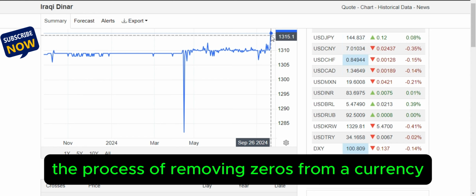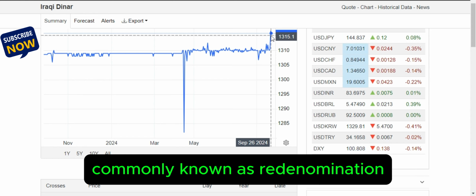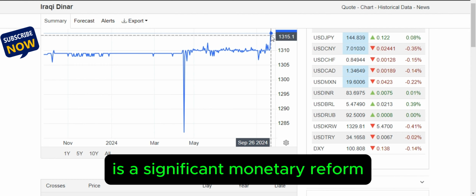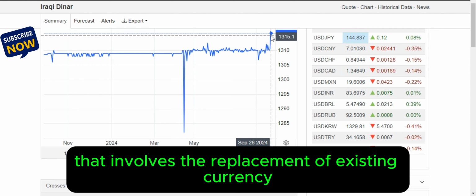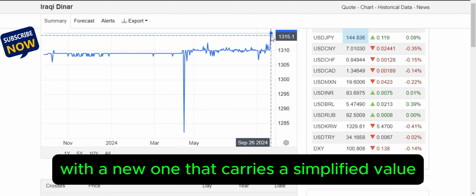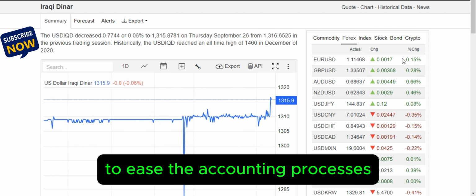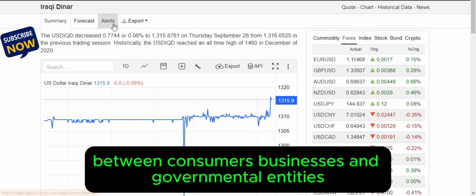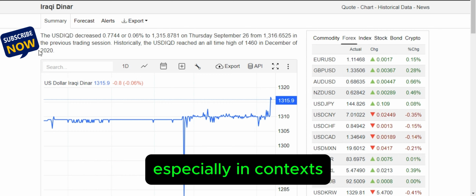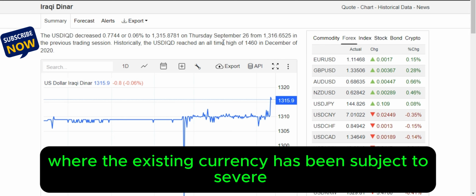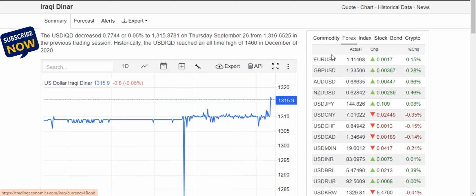The process of removing zeros from a currency, commonly known as redenomination, is a significant monetary reform that involves the replacement of existing currency with a new one that carries a simplified value. This action is often taken to ease the accounting processes between consumers, businesses, and governmental entities, especially in contexts where the existing currency has been subject to severe inflation.